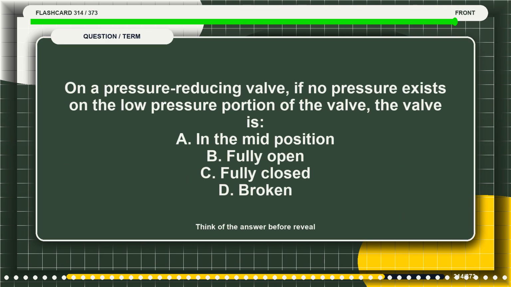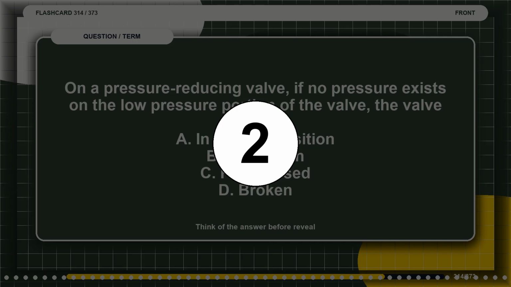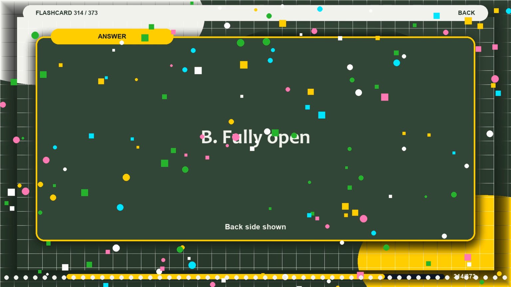Flashcard 314. On a pressure-reducing valve, if no pressure exists on the low-pressure portion, the valve is A. In the mid-position. B. Fully open. C. Fully closed. D. Broken. Think of the answer before the reveal. The answer is B. Fully open.